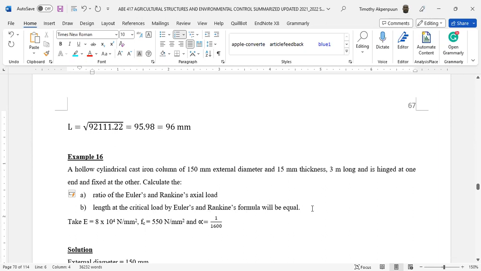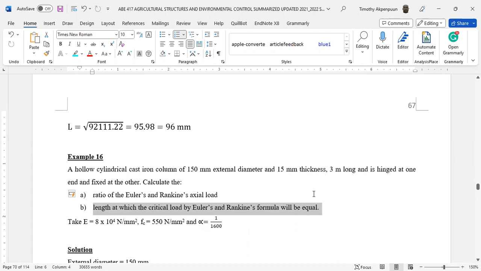Do you understand what this question, this part B, means? Length at which the critical load by Euler's or Rankine's formula will be equal. This one means what? Equate.